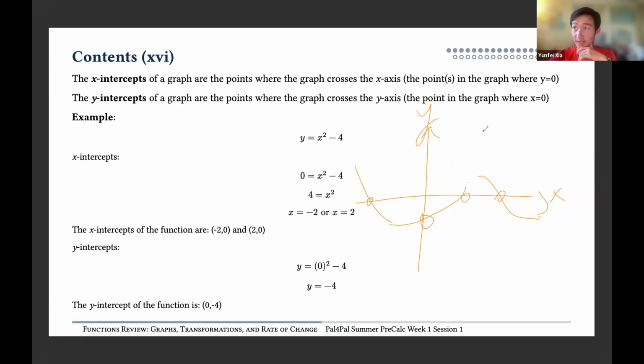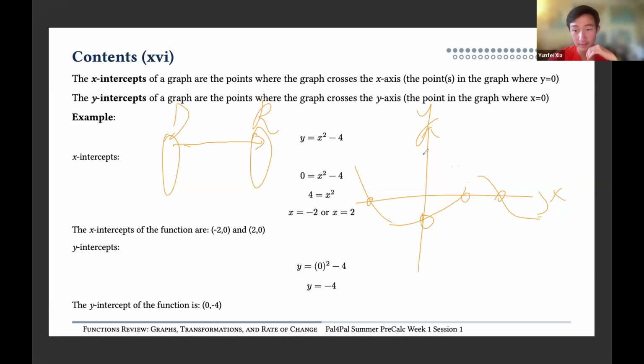Let me repeat the question. Normally, your function will have at most one y-intercept. And why is that the case? Okay, so you cannot have multiple y-intercepts, it's not a function. That's true. By definition, a function is a mapping between two sets, domain and range, such that every element in the domain corresponds to exactly one element in the range.